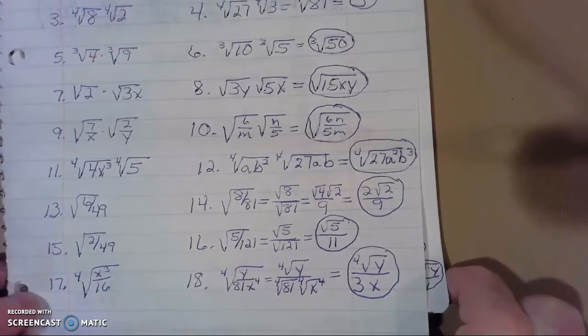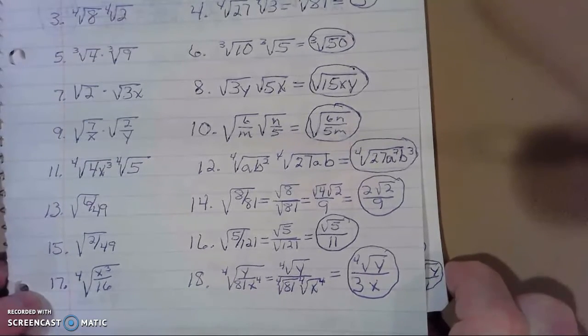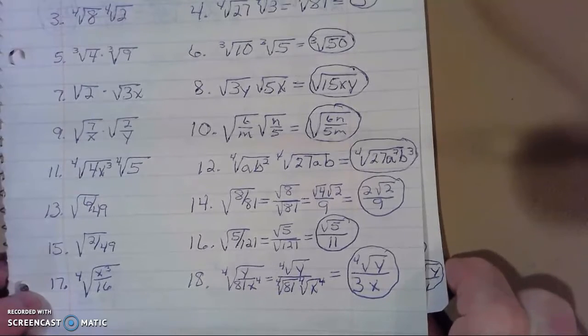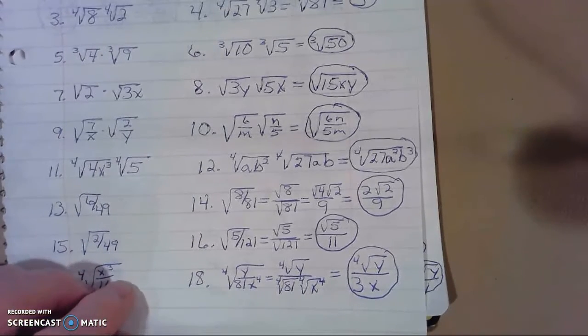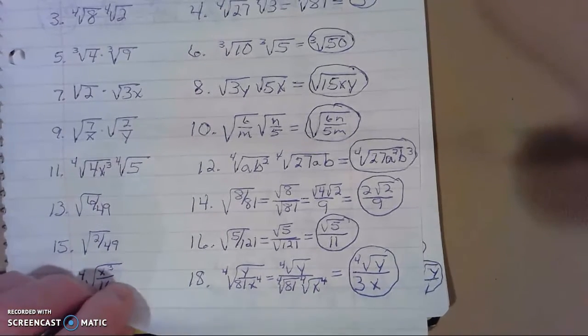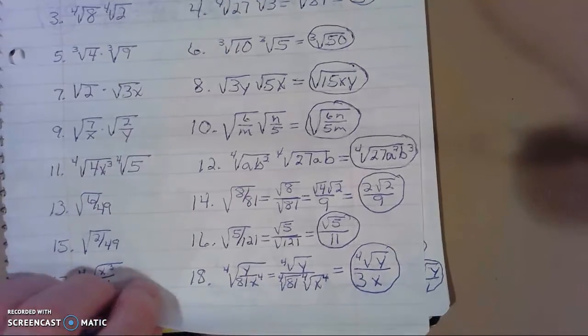17, the fourth root of x cubed over 16. Then 18, the fourth root of y to the first over 81 x to the fourth. The fourth root of y cannot be broken down any because it's y to the first. The exponent 1 is less than the index outside. The fourth root of 81 is 3. 3 times 3 times 3 times 3 is 81. The fourth root of x to the fourth, you divide the exponent on that x, 4, by the 4 on the index, so x to the first.